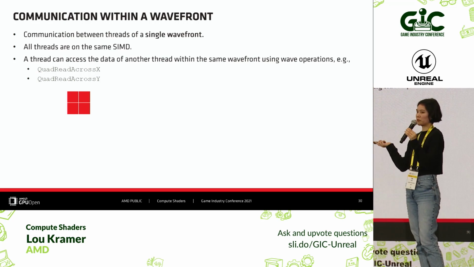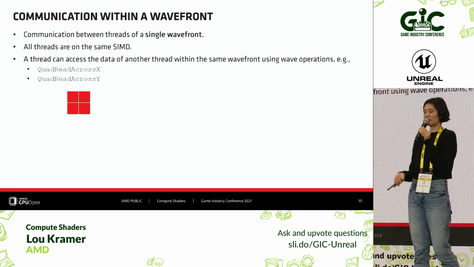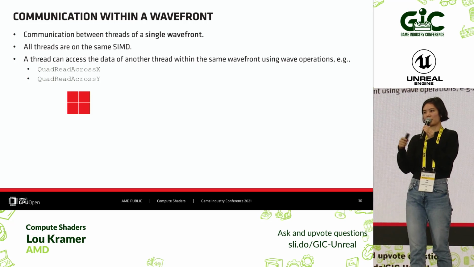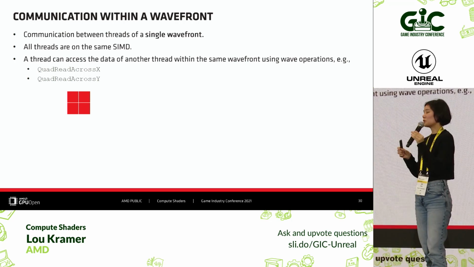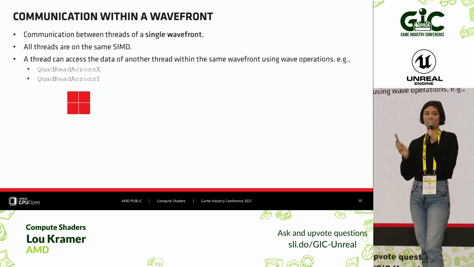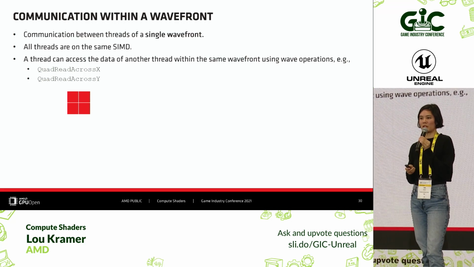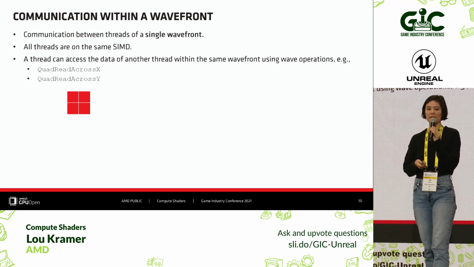And in this example, it's a quad operation. So basically, if you have quad read across X, thread 0 will exchange the value with thread 1, and thread 2 will exchange the value with thread 3. If you are able to use wave operations, I highly recommend doing this, because this is a very fast way to communicate between threads, and also to exchange data, and so on.